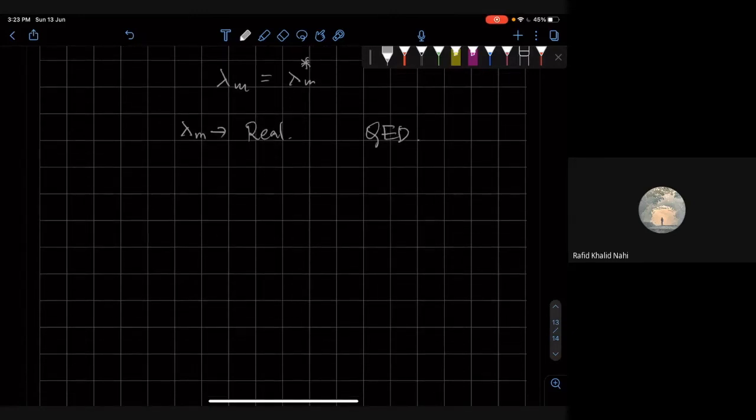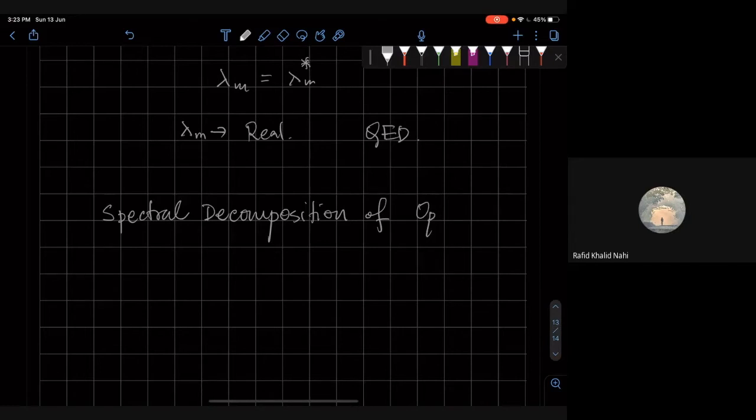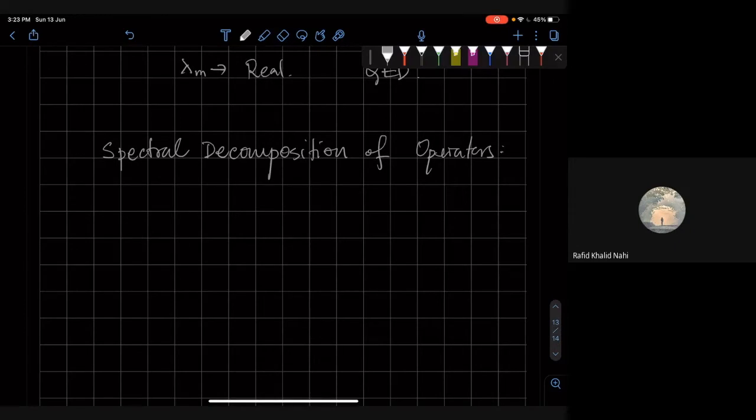So using this, we can do a spectral decomposition of operators. Before we do that, let's introduce a nice operator, which we're going to call P_i. It's going to be the ket of psi_i with the bra of psi_i. So this is an outer product.